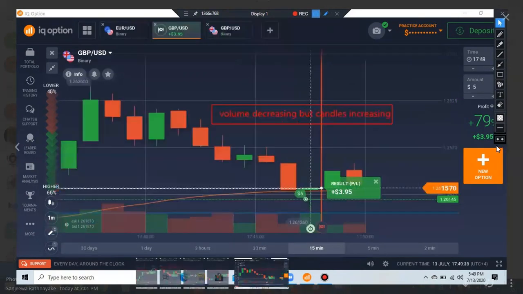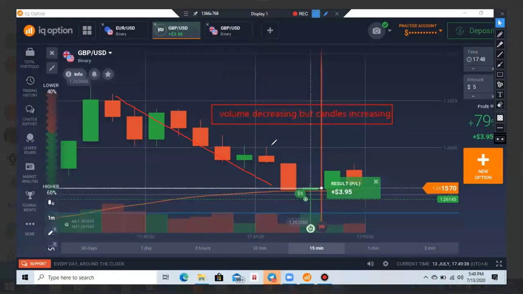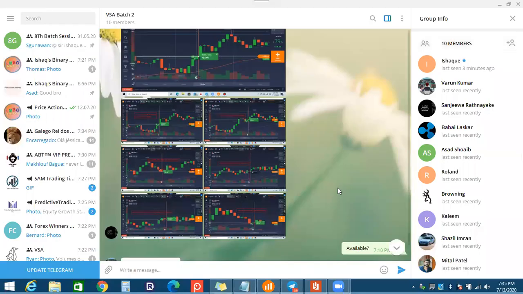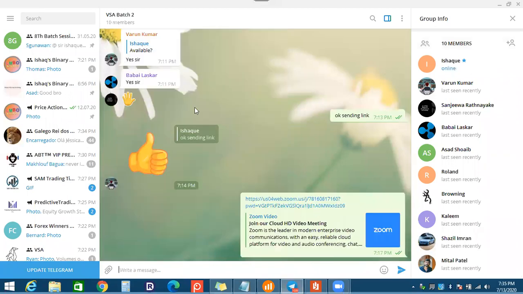Okay, volume decreasing but candles increasing. Yes, now you can see that in this wave, do you see there are 7 to 8 candles. Now we can consider that effort is decreasing and result is increasing. This signal can work here and we are on the support level. There are two supports, the 50 EMA and also a round number. So here it can work well. Okay, these are the trades, and I think you are now understanding these signals also.